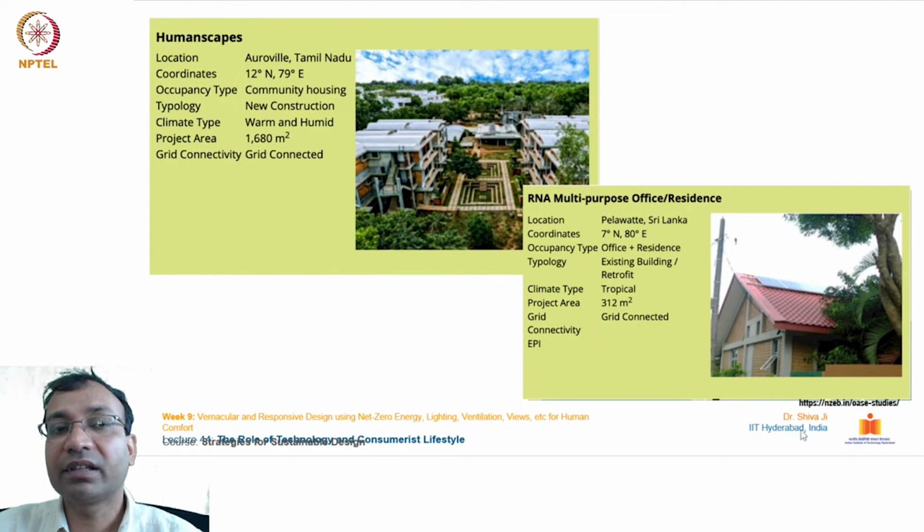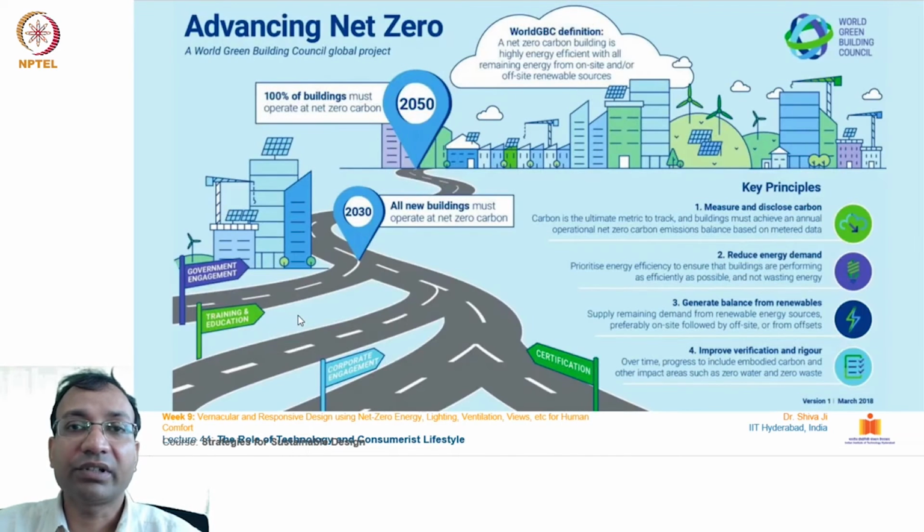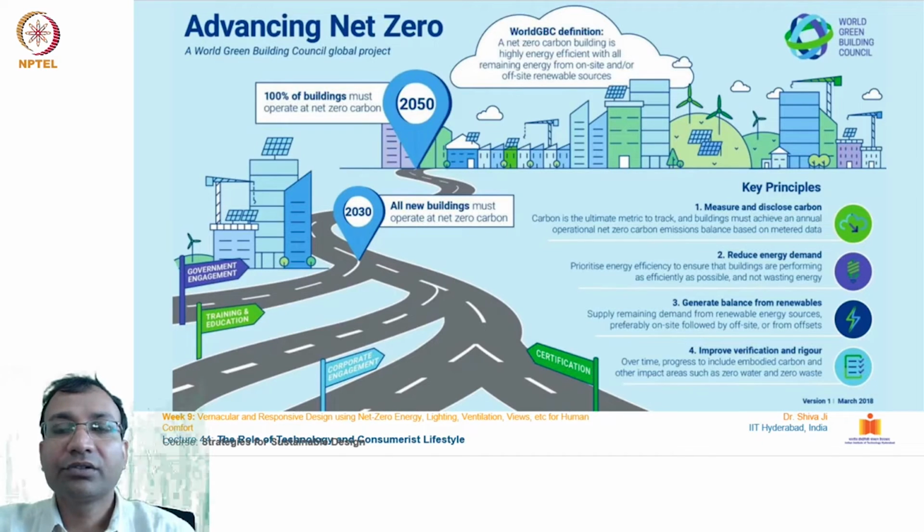Next, we have this example of a household, a small scale project, RNA multi-purpose office cum residence. This is located in Sri Lanka. Okay, and this is an office cum residence building, and it was earlier an existing building, and this was done as a retrofitting. This is situated in a tropical climate, 312 square meters, and this is also connected with the grid. So this is an example of how a small household and house unit can also go for such power generation.